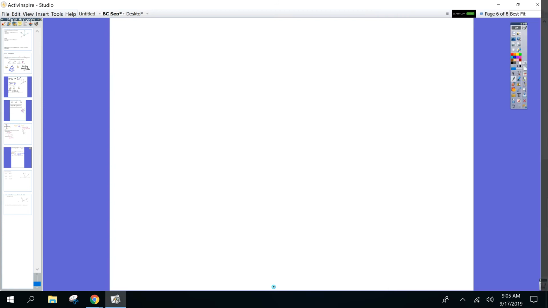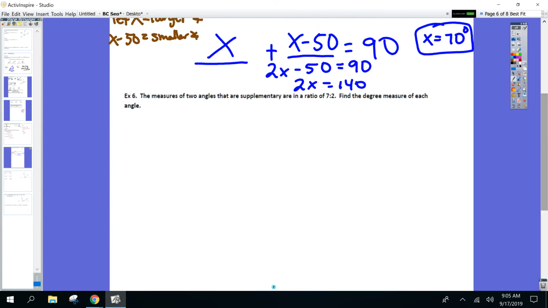Whoa, calm down. There we go. Two angles are? They add to then?